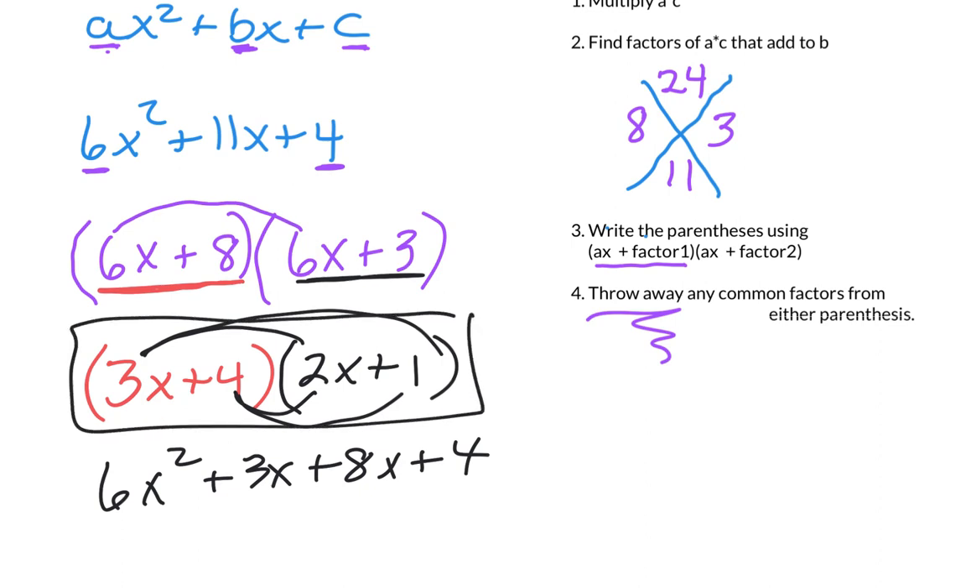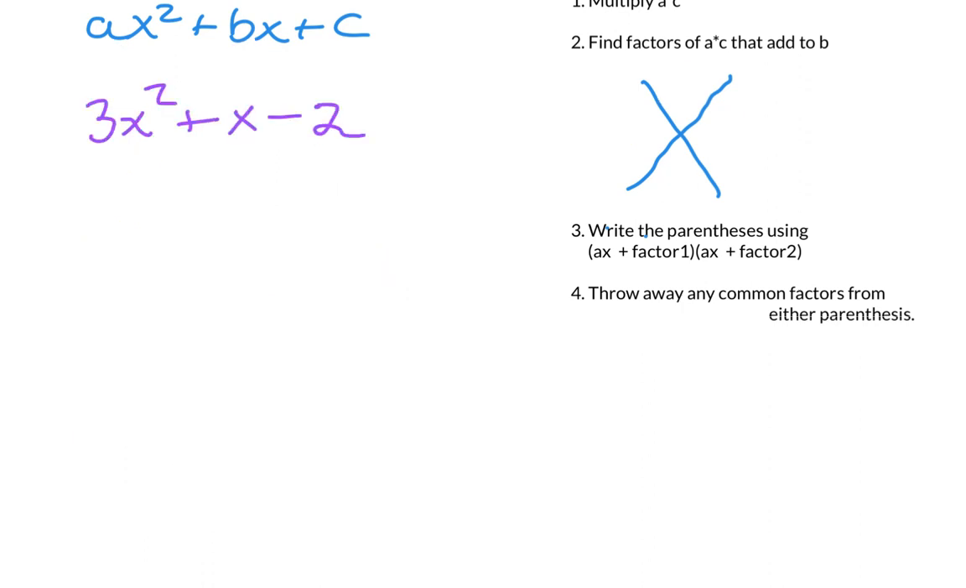Okay, so those 4 steps, if we can memorize them, they're pretty quick and easy. Let's do one more. So same idea here. I'm going to multiply the a times the c. So multiply the first number times the last number. Paying attention to signs, I get negative 6. At the bottom, I'm going to put 1. That's my coefficient of the middle term, or my b. All right, factors of negative 6 that add to 1 would be 3 and negative 2.